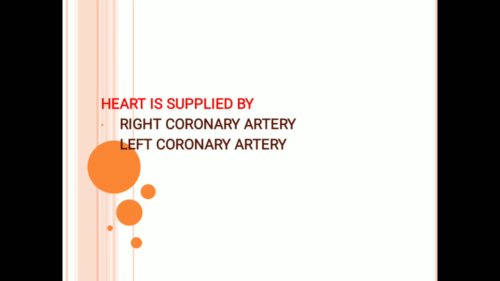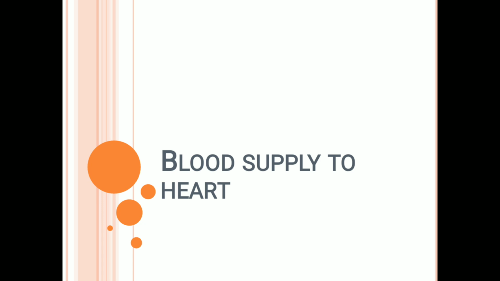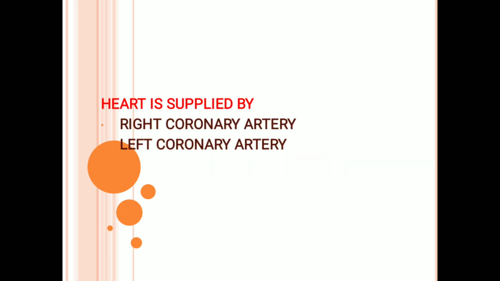So if you look at the arterial supply of the heart, like if you look at the chambers, the heart is supplied by two arteries. They are called the right and the left coronary artery. The heart itself is supplied by these two arteries. Coronary means to the heart. We call them right and left coronary arteries.